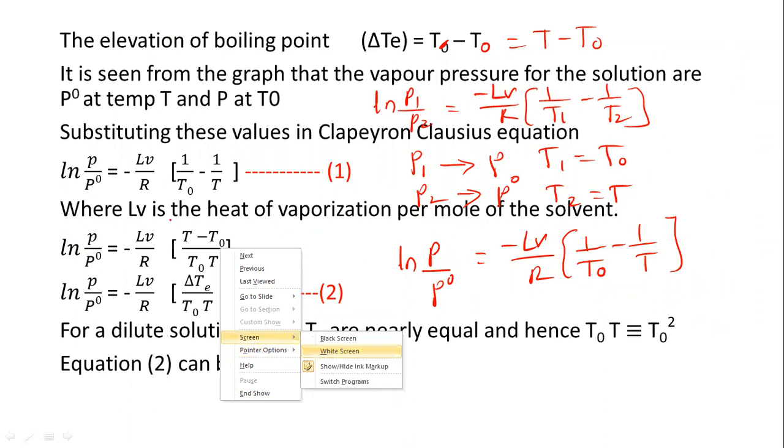Okay. So we know the equation now. Equation 1: ln P/P0 = -LV/R × (1/T1, that is 1/T0, minus 1/T2, that is 1/T). So this is our equation 1. Now let us start from this equation. Now we can simplify this equation.